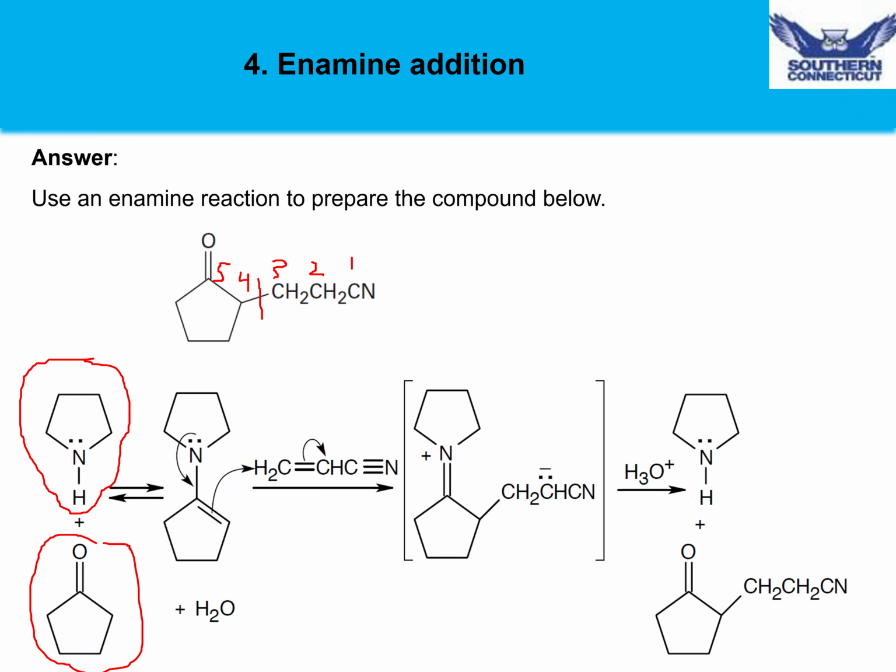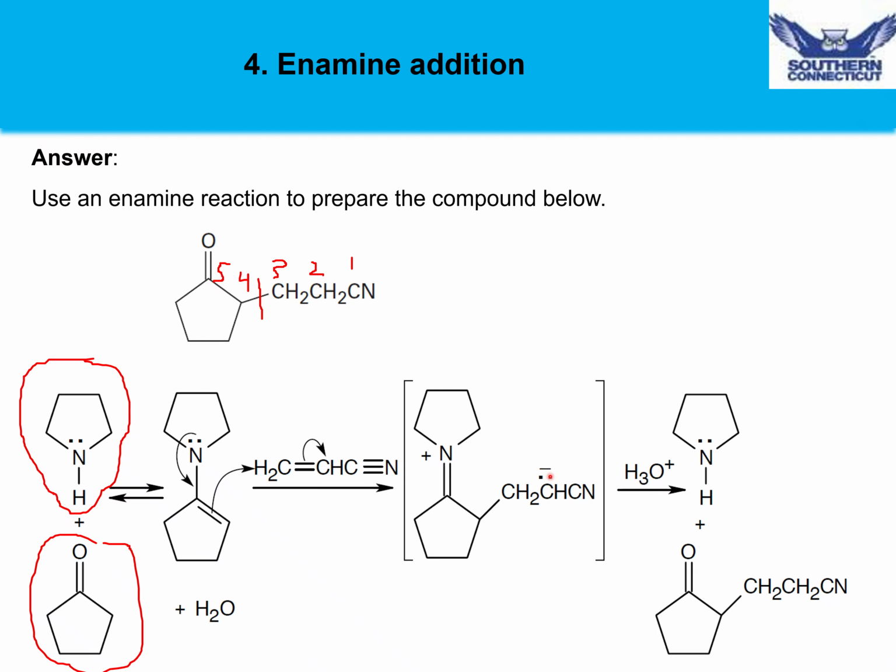And then if we add an alpha beta unsaturated nitrile, so that would allow the nitrile to be the Michael acceptor, the alpha carbon of this enamine would add to the beta carbon of the alpha beta unsaturated nitrile, forming this bond here. The alpha carbon of the nitrile would be present now containing a negative charge.